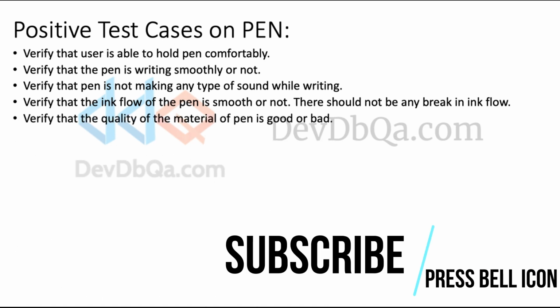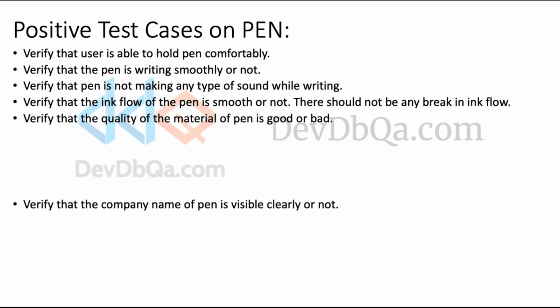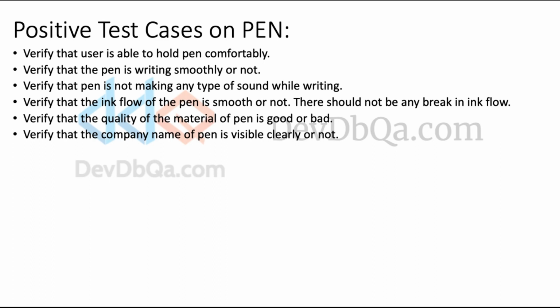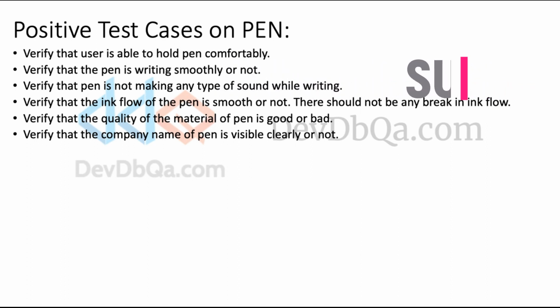Verify that the quality of the material of pen is good or bad. So the quality by which the pen is made should be good and it should not be bad quality. Verify that the company name of the pen is visible clearly or not. So the brand name of the pen or the company name of the pen which is written on the pen body should be visible clearly on the pen. We have to test this.